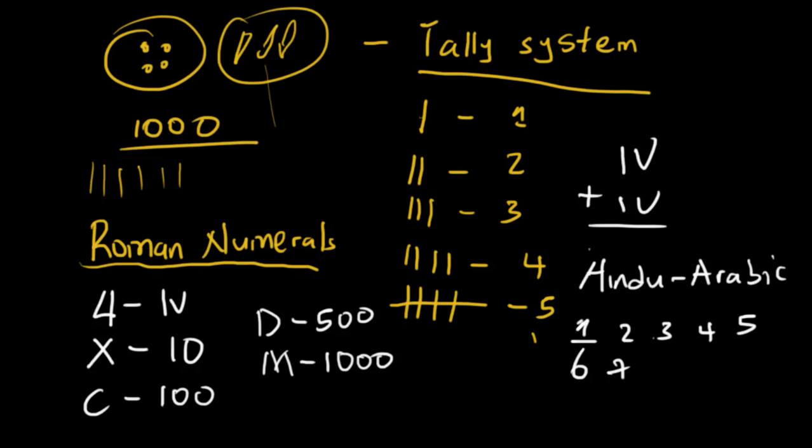Do you understand? With the introduction of the Indo-Arabic numbering system, we now add what we know as positional notation, which is what we are learning today, or a part of what we are learning today, and then the invention of 0 as a placeholder.